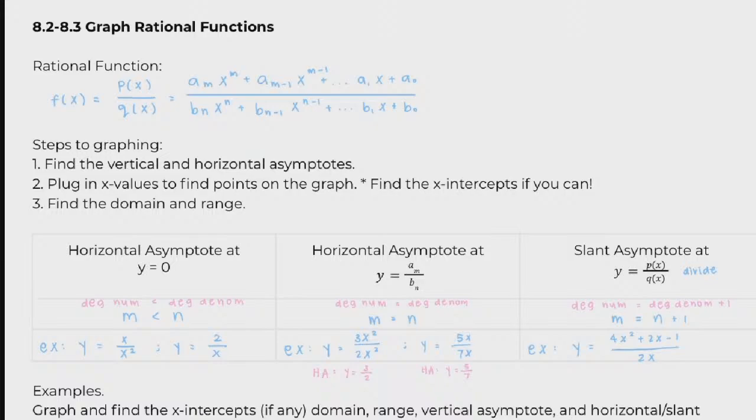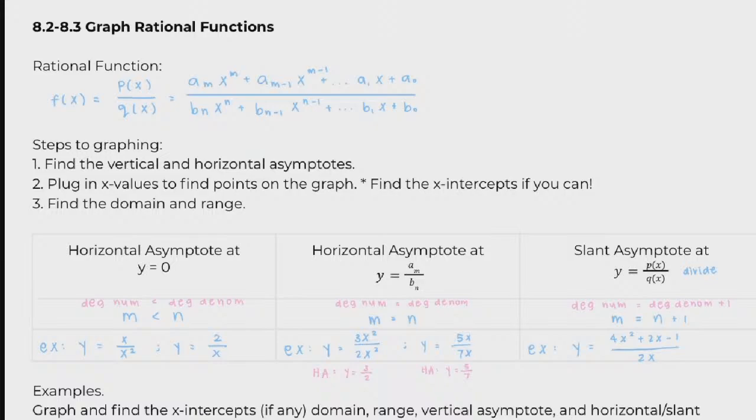8.2 to 8.3 are the graphing sections of this chapter. This is for graphing rational functions. A rational function is f of x equals p of x over q of x, where both p of x and q of x are polynomials. The steps to graphing are to first find the vertical and horizontal asymptotes.